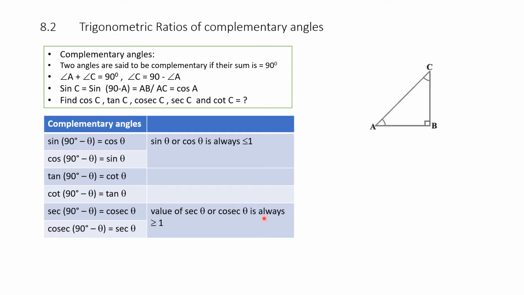Therefore, secant of 90 minus theta is equal to cosecant theta, and cosecant of 90 minus theta is equal to secant theta. Please note that sin theta or cos theta is always less than or equal to 1. But the value of secant theta or cosecant theta is always greater than 1 because they are reciprocals.